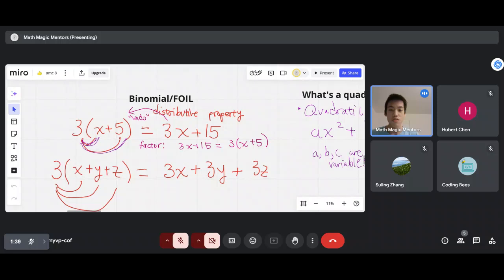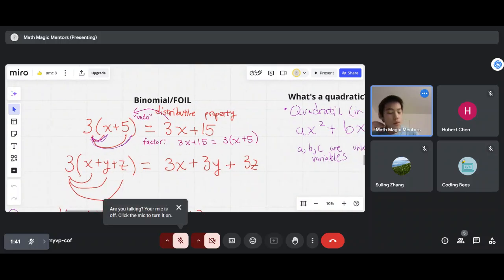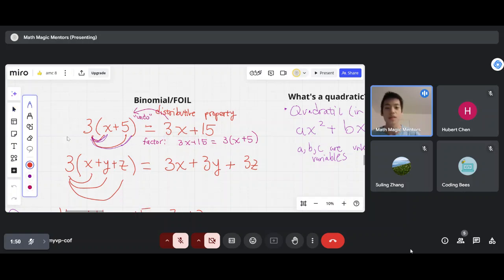So last week we introduced the idea of distributing a term over a set of terms. So what I mean by that is that if you take this first example, 3 times x plus 5, you're distributing the 3 to the x and the 3 to the 5. So essentially what multiplying 3 by the whole expression x plus 5 gives you is 3 times x, which is just 3x, plus 3 times 5, which is 15.